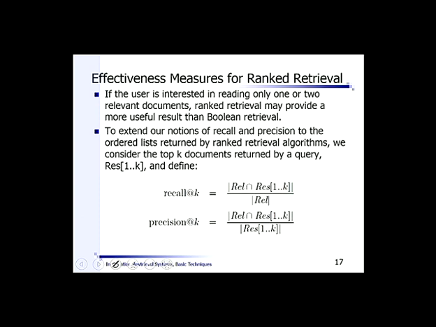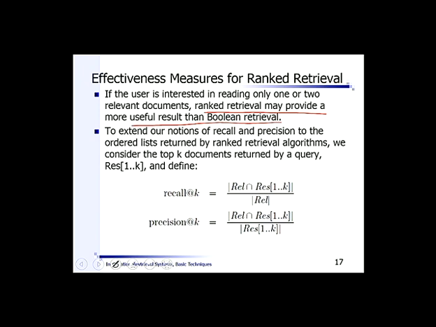If you take the advanced information retrieval course, you will study in much more detail how to calculate the effectiveness. And the last thing, if the user is interested in reading only 1 or 2 relevant documents, ranked retrieval may provide a more useful result than Boolean retrieval. We talked about it before, that Boolean retrieval is used for experimental purposes. You have simply yes or no.